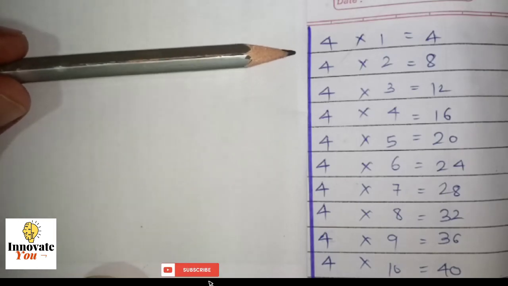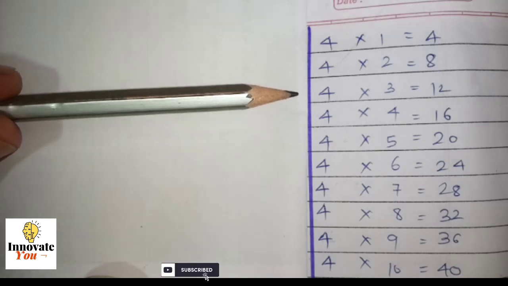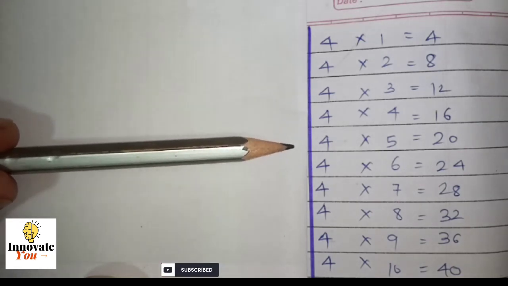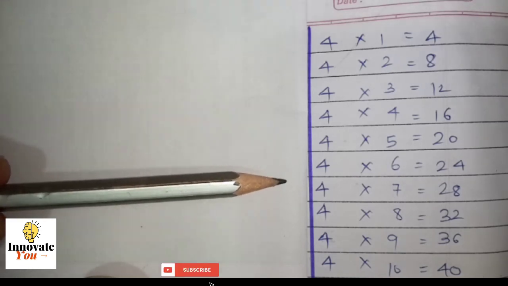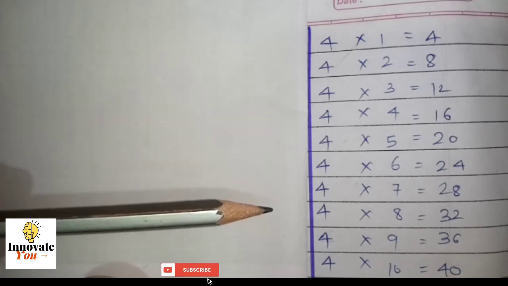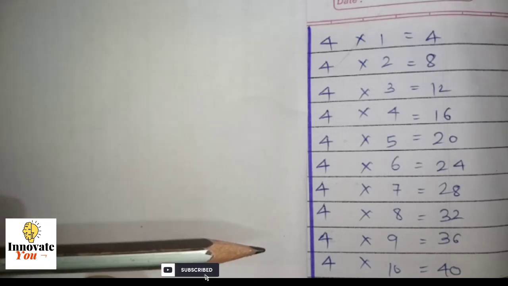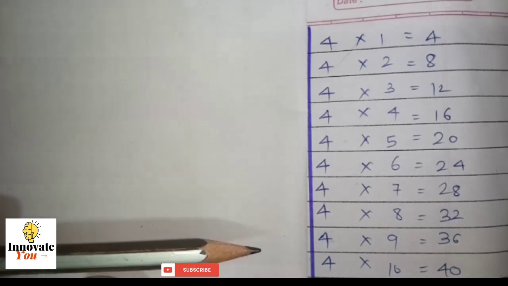4 ones are 4, 4 twos are 8, 4 threes are 12, 4 fours are 16, 4 fives are 20, 4 sixes are 24, 4 sevens are 28, 4 eights are 32, 4 nines are 36 and 4 tens are 40. Now let's move with 5 times table.